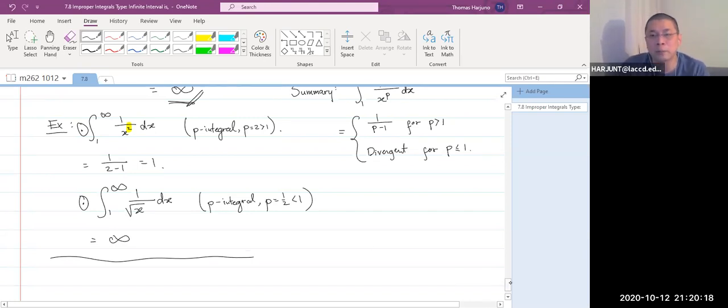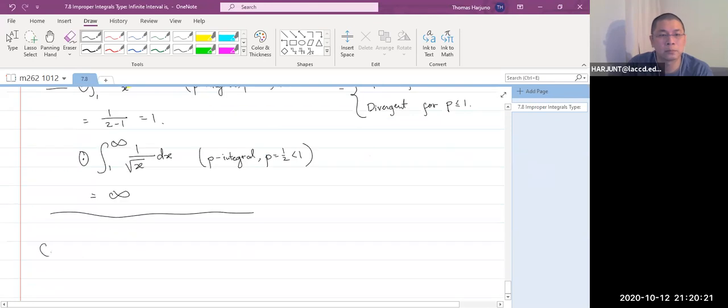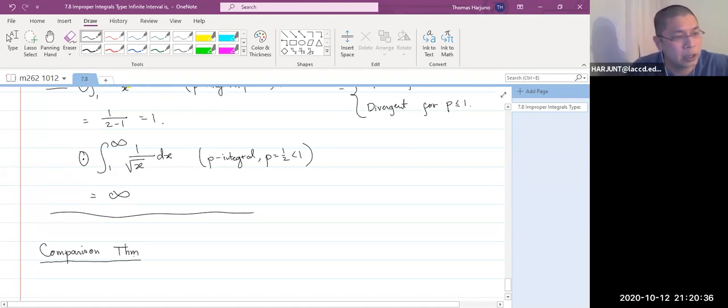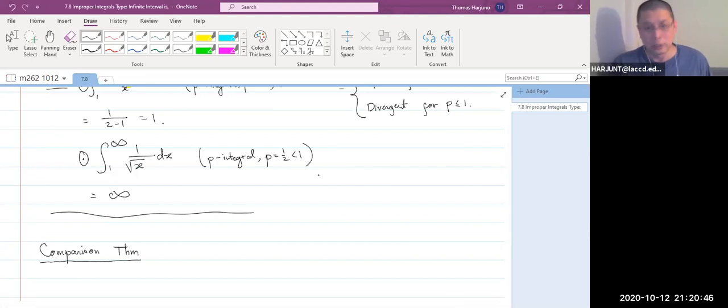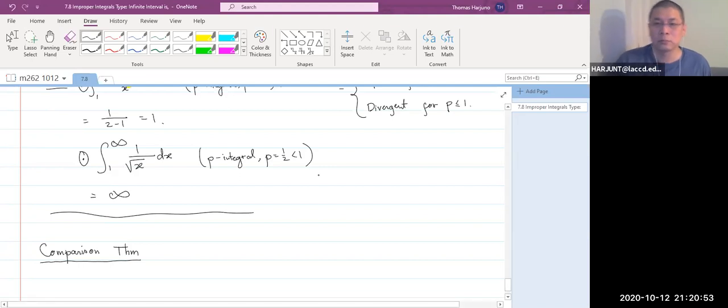Okay, comparison theorem. Comparison theorem has a simple basic idea, but in application, it takes a lot of practice. And there's a chance, I have seen that a couple of times, I found students did the problem better than me. Now, let's see.